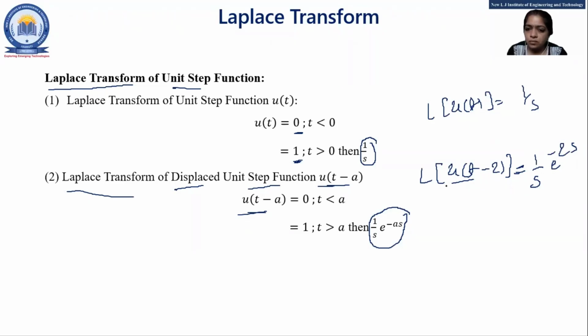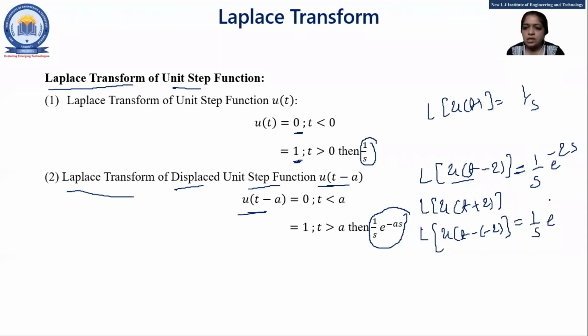Got it, everyone? But what to do if your question is Laplace of u(t plus 2)? At that time, you have to write Laplace of u(t minus minus 2). Here your a is minus 2, and minus a becomes plus. So your answer is 1 upon s e raised to 2s.